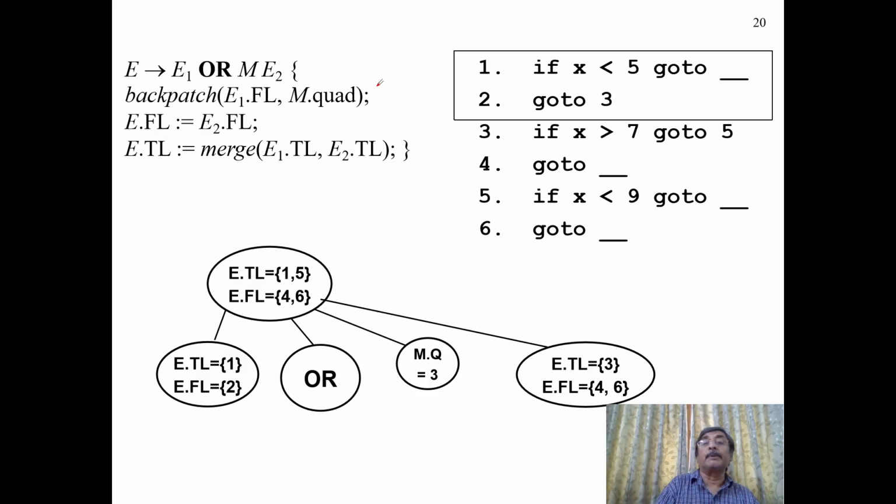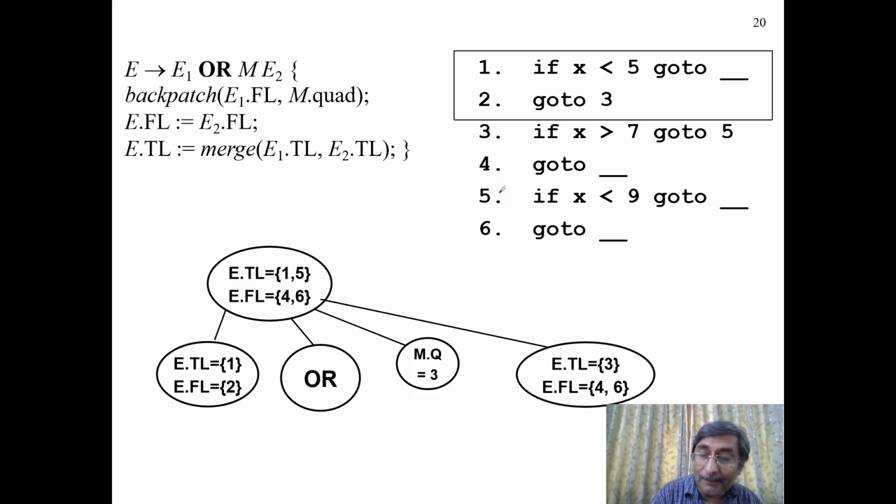That will generate these particular quadruples. Unfulfilled gotos are there in 1, 5, 4 and 6. 1 and 5 are the incomplete gotos from where I should go to the true exits, and 4 and 6 are the incomplete gotos from where I should go to the false exits.